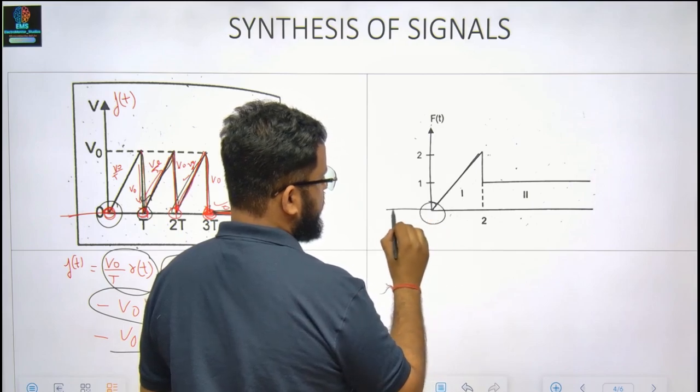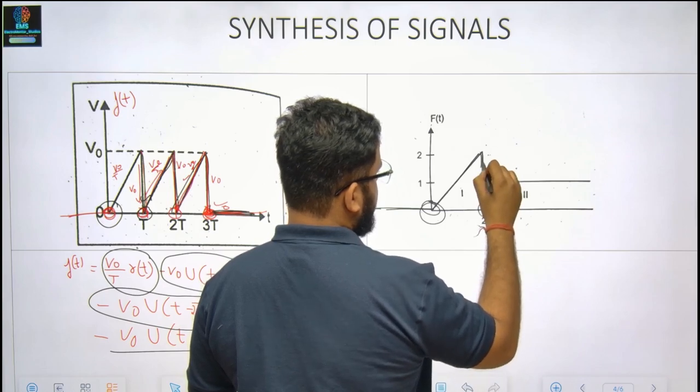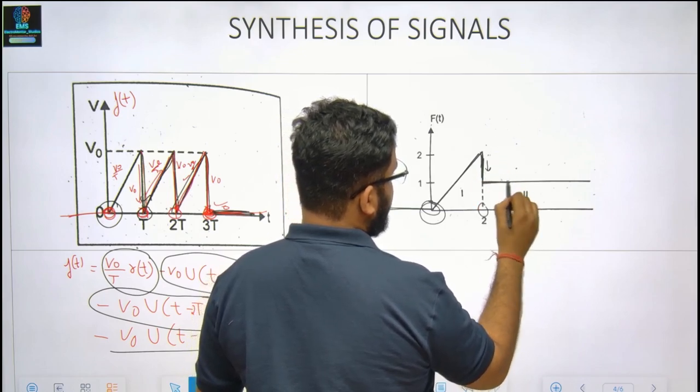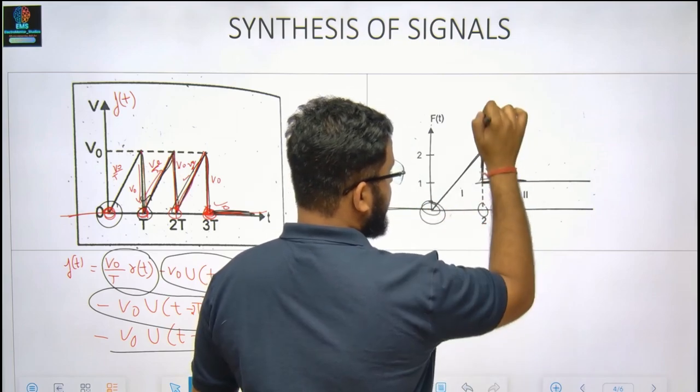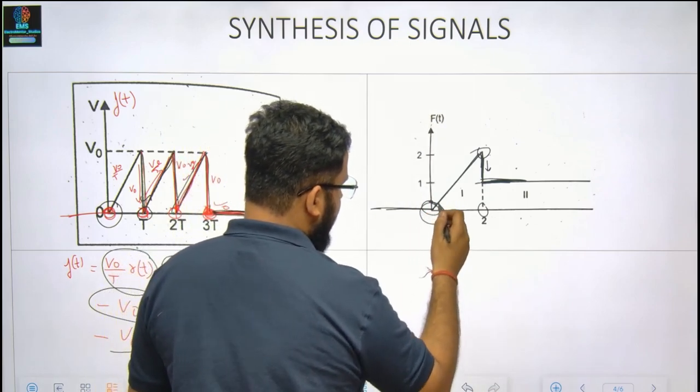Point of change at this point, of change at this point. There's a drop and there's a change of slope. Remember this thing, drop and change of slope. So this is a change of point. So let's start with this one.